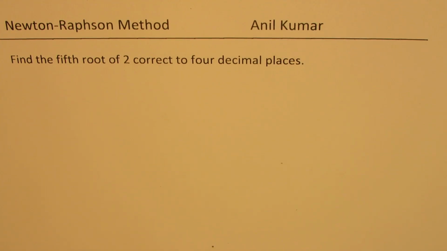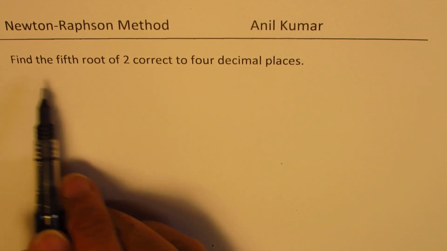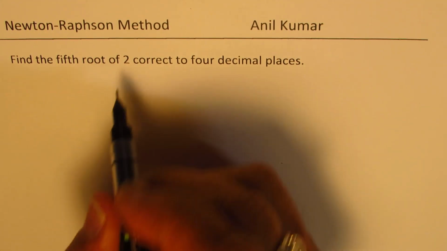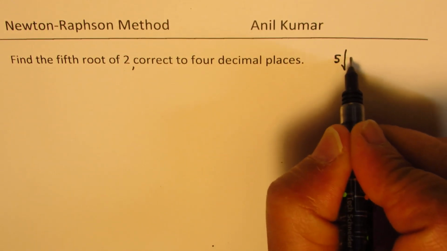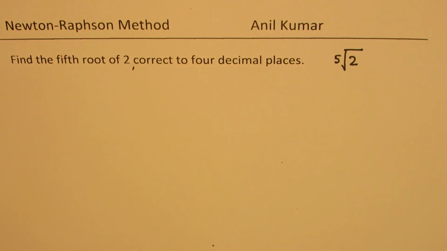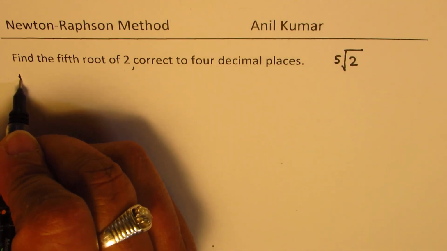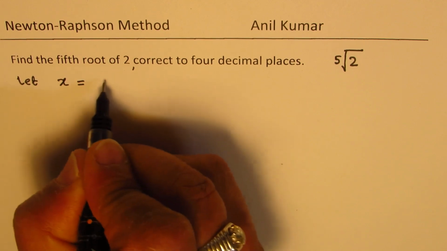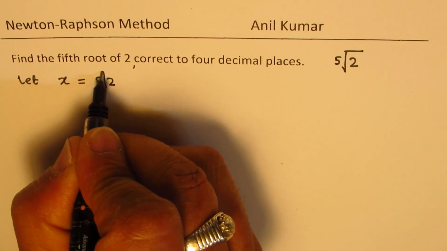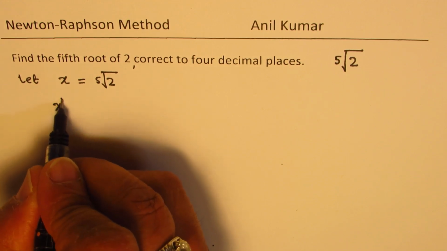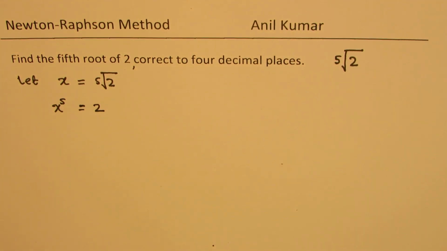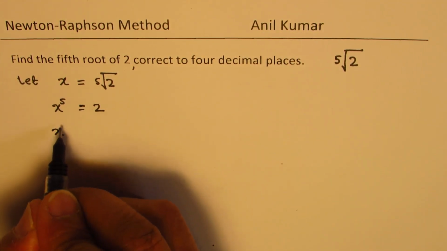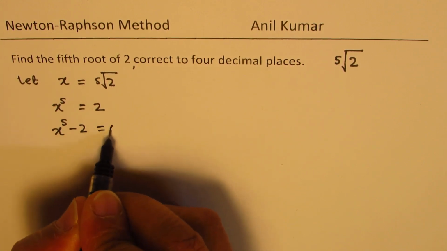Let's take another example to end our video. Find the fifth root of 2 correct to 4 decimal places. So that is to say we have to find the fifth root of 2, correct? I'd like you to pause the video, answer this question, and then look into my suggestions. So let x be equal to the fifth root of 2. That means x to the power of 5 is equal to 2. Taking the power of 5 on each side gives the function x to the power of 5 minus 2 equals 0.